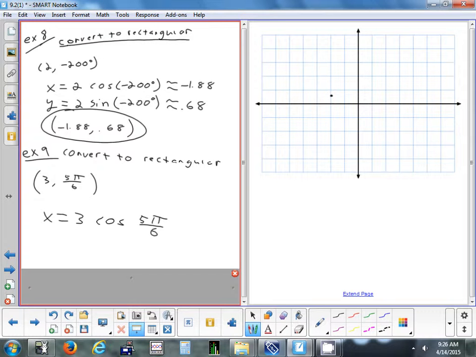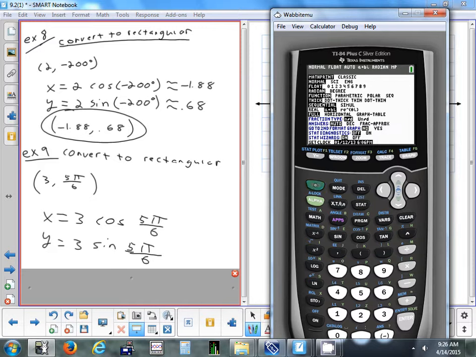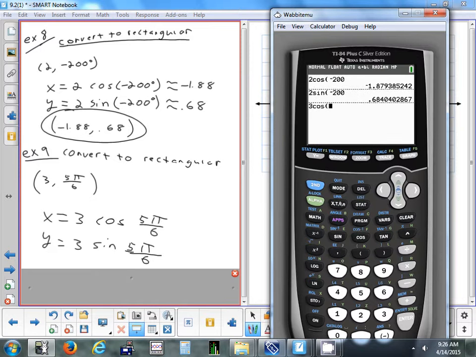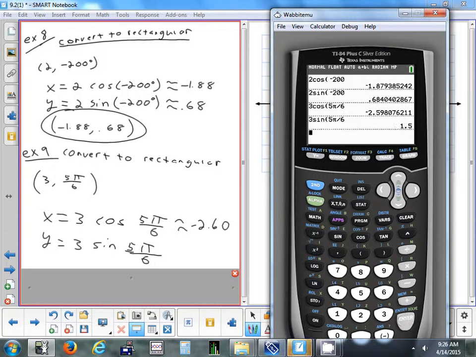Okay, so x is 3 cosine 5 pi over 6, and y is 3 sine 5 pi over 6. Right, so we get 3 cosine 5 pi over 6. Okay, not a nice answer for that one. Negative 2.60. For the next one, we will get a nice answer. 3 sine 5 pi over 6. 1.5. Or as nice as you're going to get.